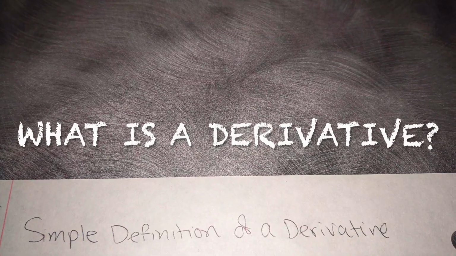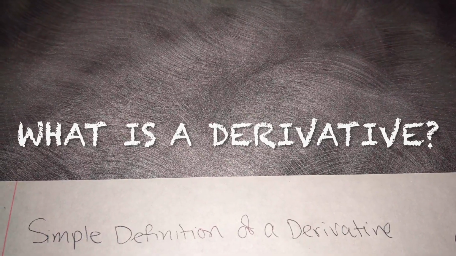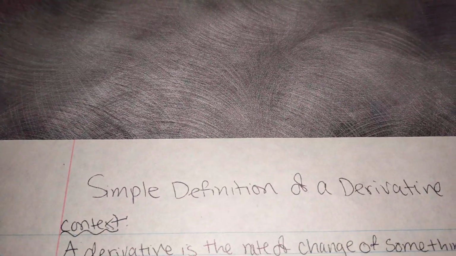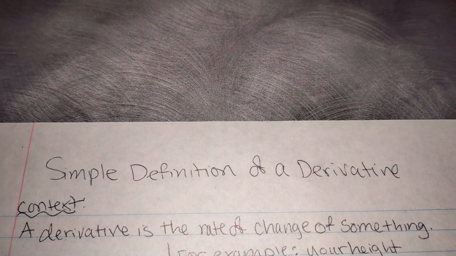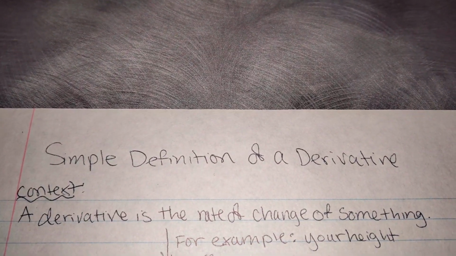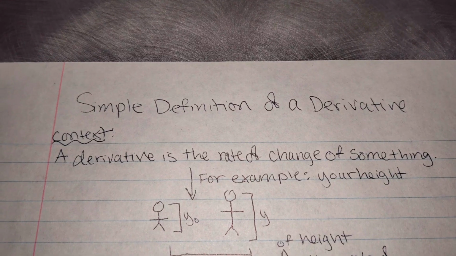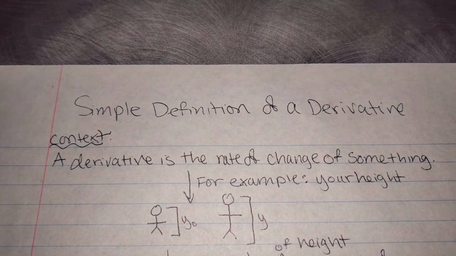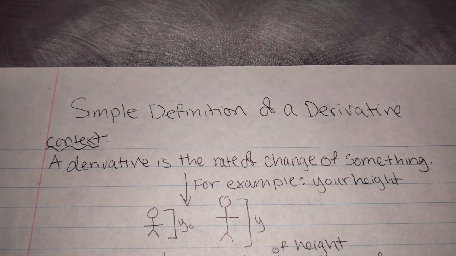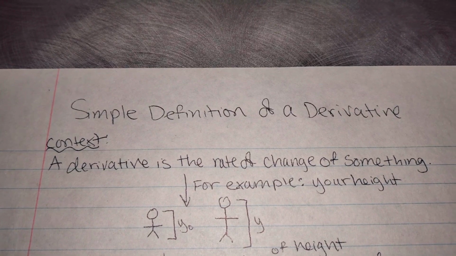In this video, I'm going to be explaining very simply what a derivative is. Some context is that a derivative is the rate of change of something. For example, think about your height. You have your initial height as if you were a little kid, and then over these years, you've grown.